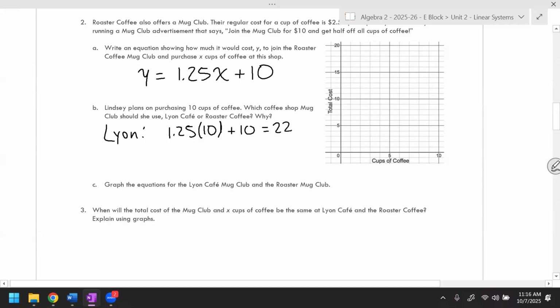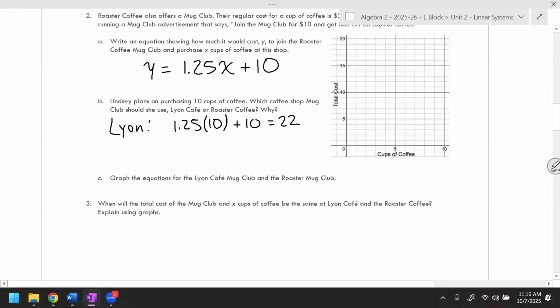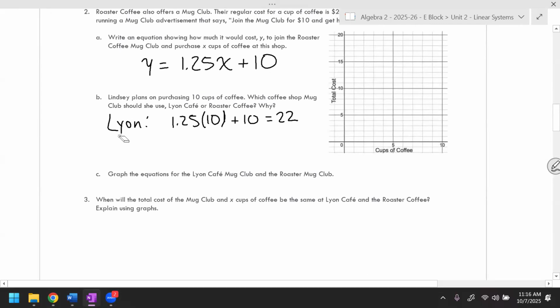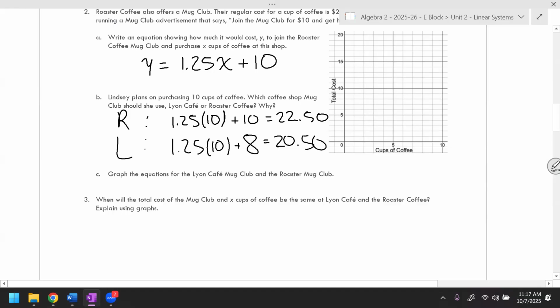Oh yeah. Oh, sorry, this was for Roaster. This is the more expensive one. Yeah, Roaster, $22.50. Meanwhile, Leon is a little cheaper. 1.25 times 10, this time it's plus 8, for $20.50. Is that what you got? Yeah. Note that they're both charging $1.25 for each cup of coffee once you've joined the club, right?